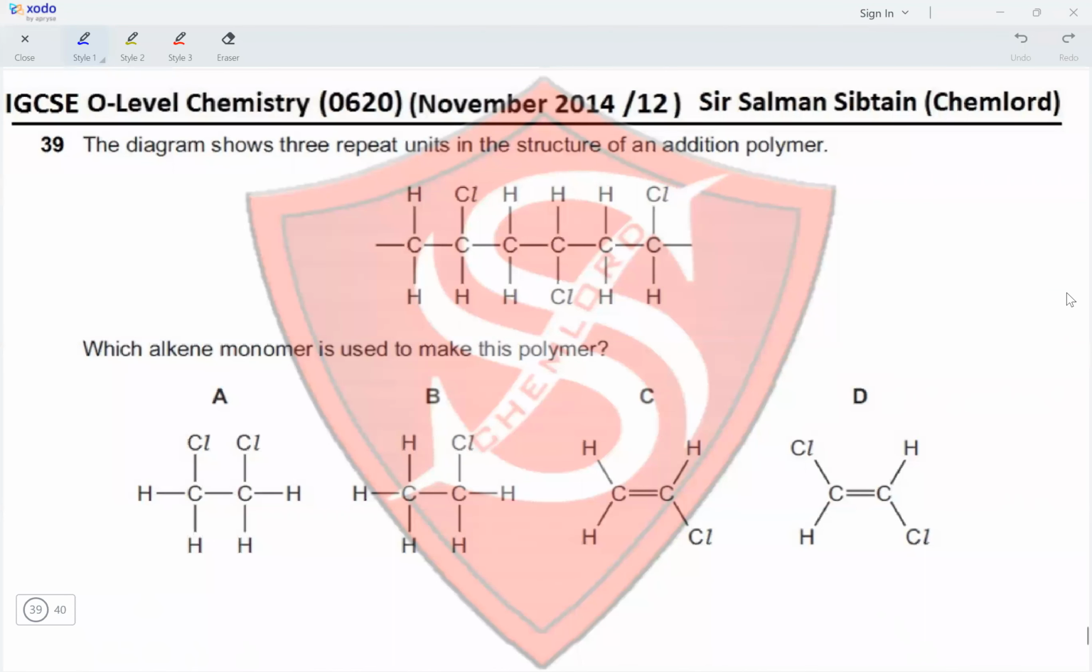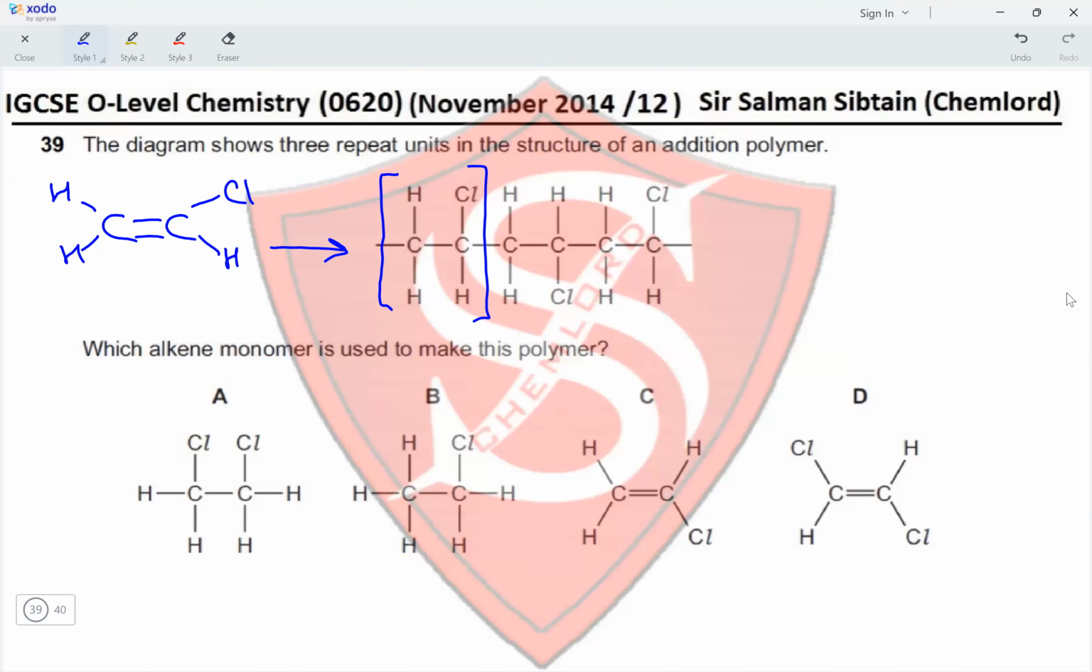Question 39. The diagram shows 3 repeat units in the structure of an addition polymer. So the repeat unit is this part of the polymer. So this is made from carbon double bonded to carbon, one carbon having 2 hydrogen attached to it via covalent bonding, and the other one having 1 hydrogen and 1 chlorine atom attached to it via covalent bonding. Which alkene monomer is used to make this polymer?